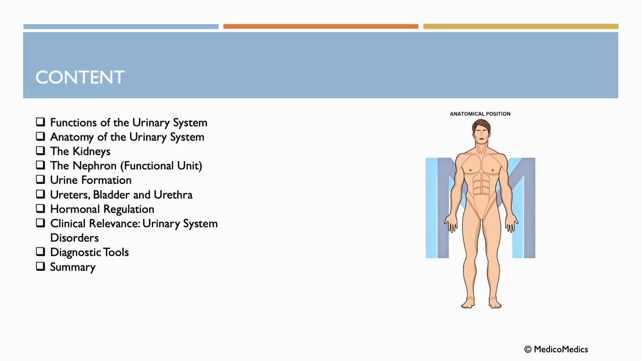In this lecture, we will cover the functions and anatomy of the urinary system, discuss the kidneys, the nephrons, the urine formation, ureter, bladder, and urethra, some urinary system disorders, common diagnostic tools, and end with a summary.